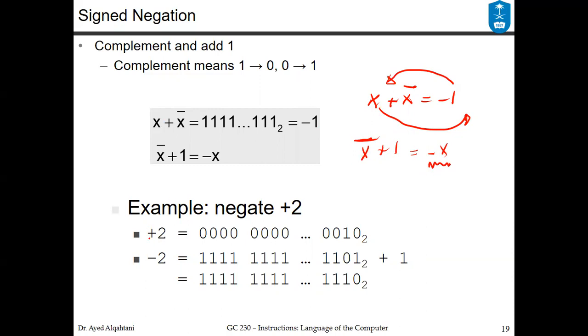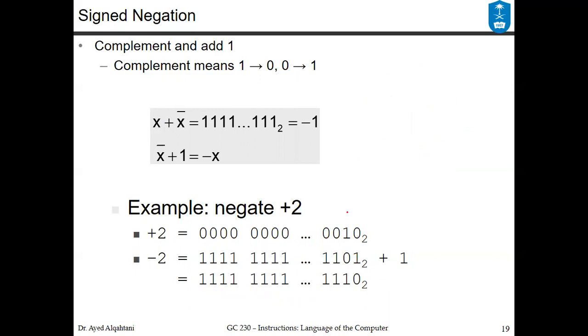To check an example, if you have the number plus 2 in 32 bits, it's 0, 1, and all zeros. This is positive 2. Now to get negative 2, you flip all the bits. You flip the 0 to 1, the 1 to 0, the 0 to 1, and so on. And then you add 1 to it. If you add 1 to this number, you will end up with 1 plus 1 is 0, carry 1, and then the carry goes down, and you end up with this.